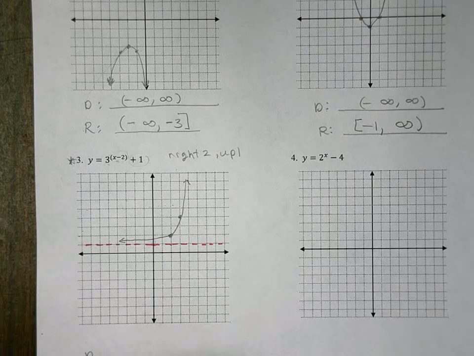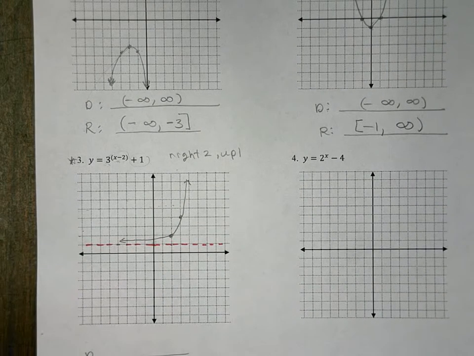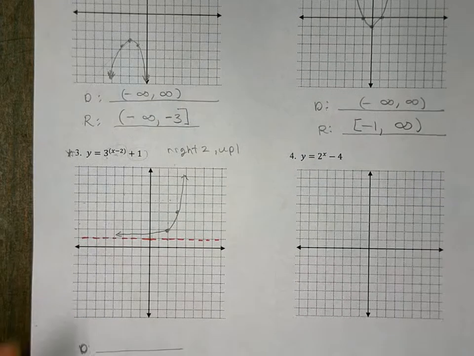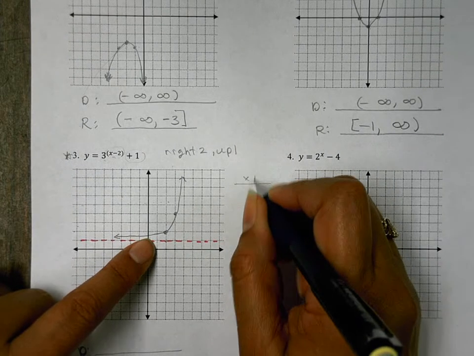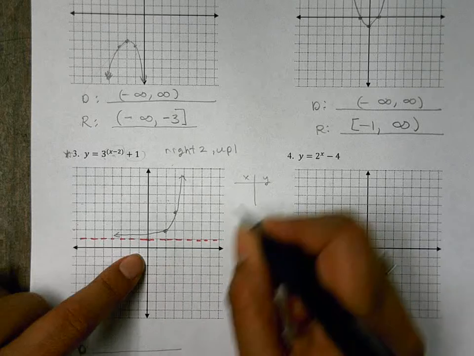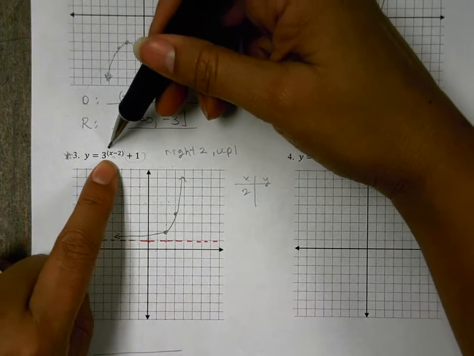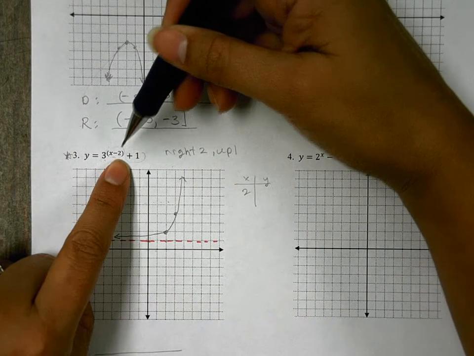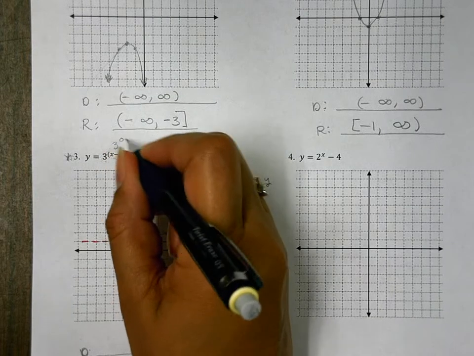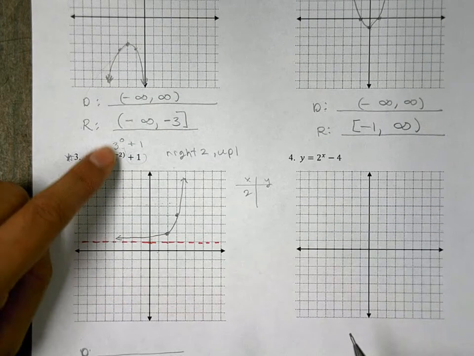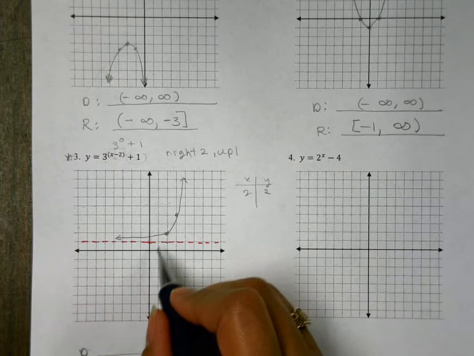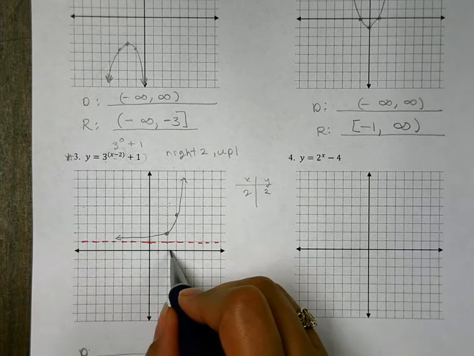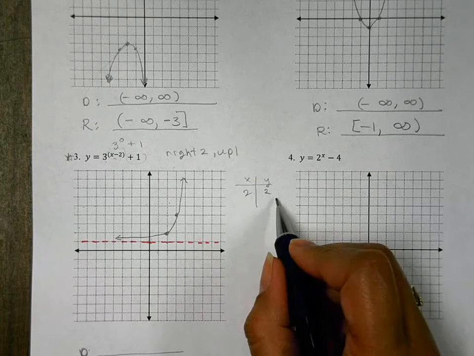Okay, now I'm going to do a quick check just to make sure that it's working out properly and we're not doing anything crazy here. I'm going to check these 2 points mathematically and see if it works out. An x value of 2. Plug it in. 2 minus 2 is 0. 3 raised to the 0 plus 1. 3 raised to the 0 is 1, and 1 plus 1 is 2. And sure enough, there it is. Over 2, up 2, that's that point there, 2, 2.